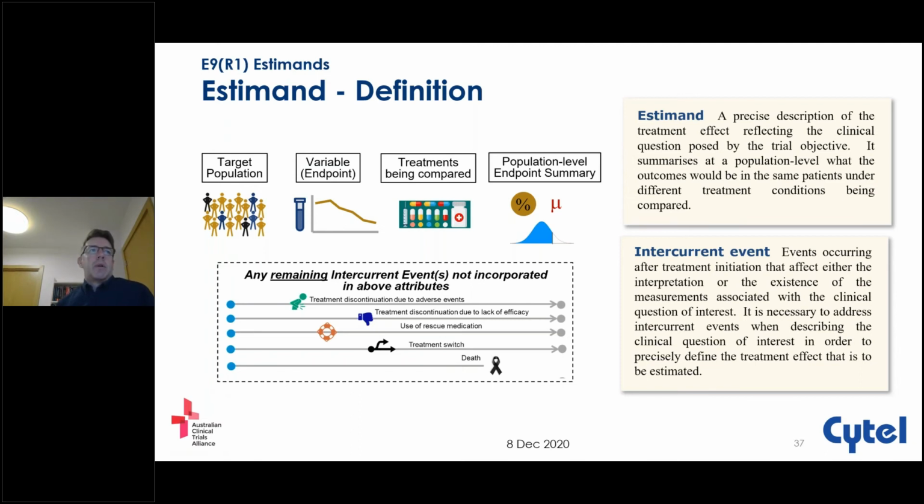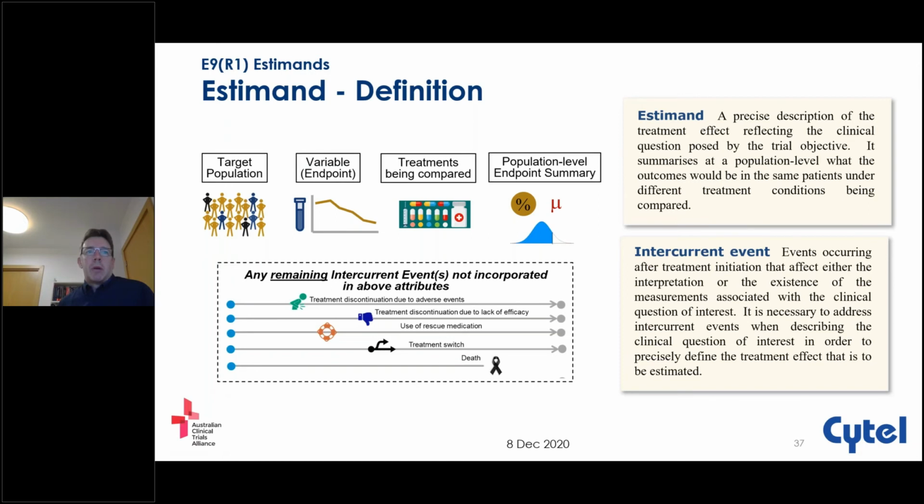It's a statement of the target population that you are estimating for, the endpoint that you're going to use, a strict definition of the treatments being compared, and a statement of the population endpoint summary, so the statistic. So it's a statement of all 4 of those things. But in addition to that, you also have to state how you're going to deal with an intercurrent event.